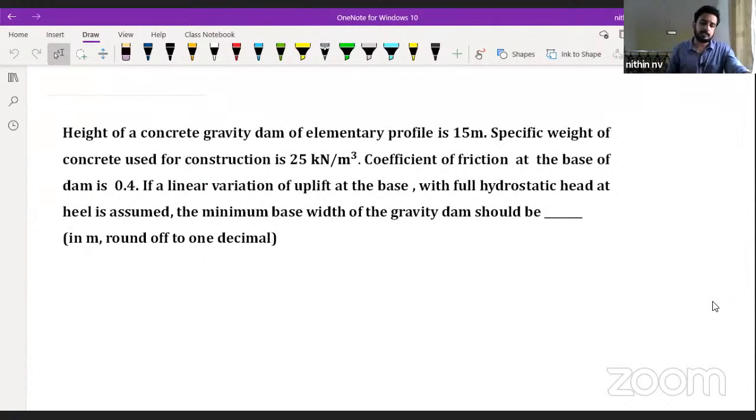We have more concepts actually, like Bligh's theory and all, but it is very unimportant. Within just 30 seconds, I can just show you some equations and all, no issue.